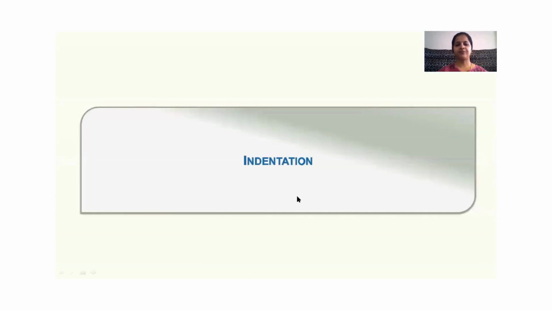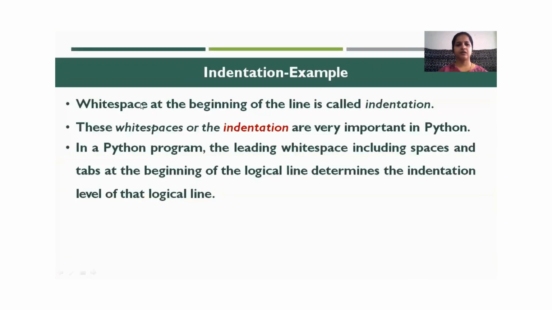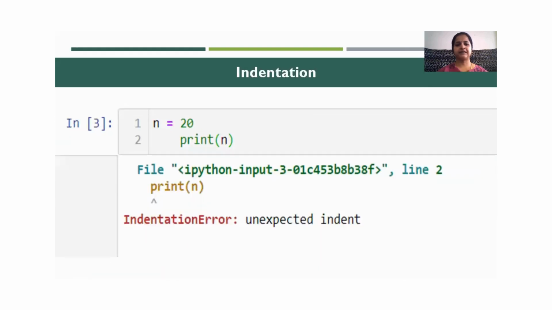So next we will see one more important topic, that is indentation. White space at the beginning of a line is called indentation. These white spaces or the indentation are very important in Python. In a Python program, the leading white space, including spaces and tabs at the beginning of the logical line, determines the indentation level of that logical line. See, in Python, we can't leave white spaces without a reason. Okay, so we can see the example here.